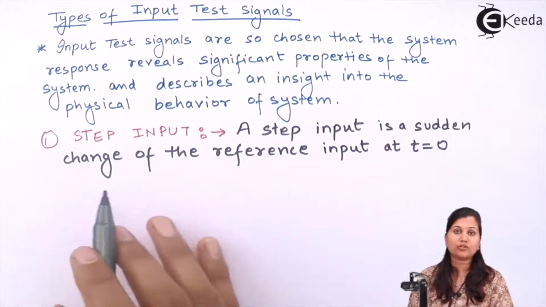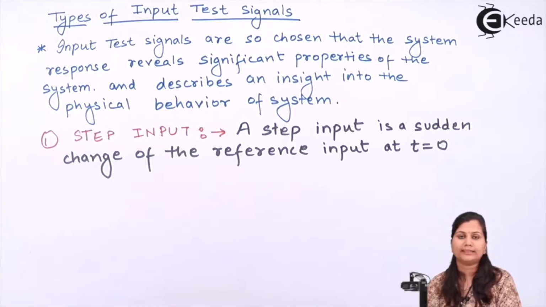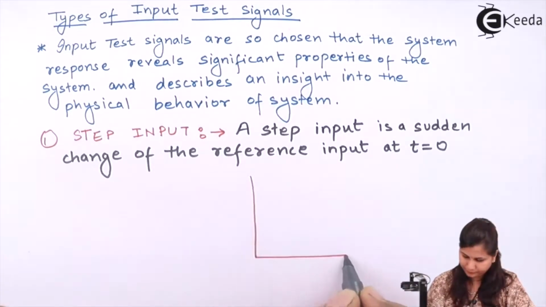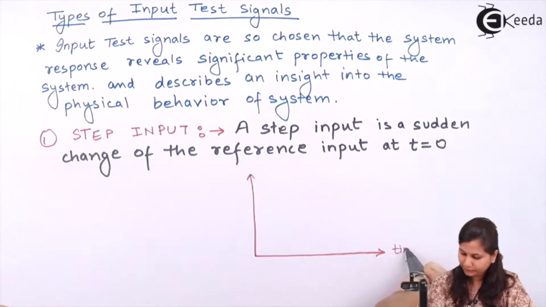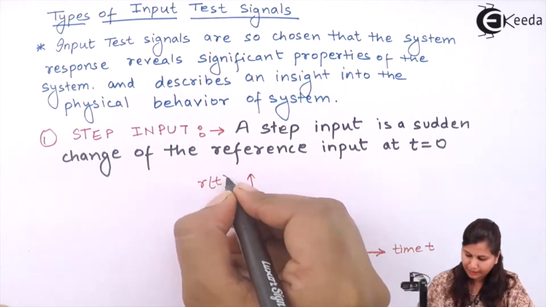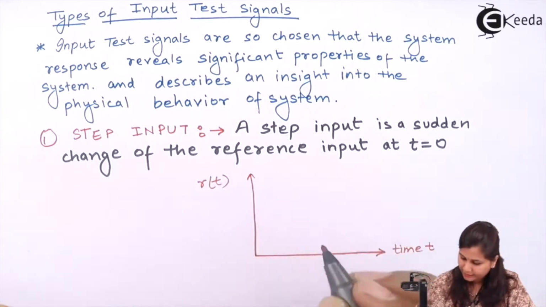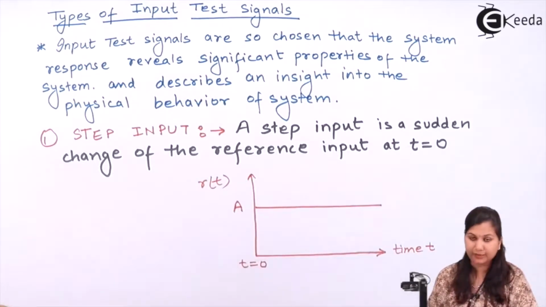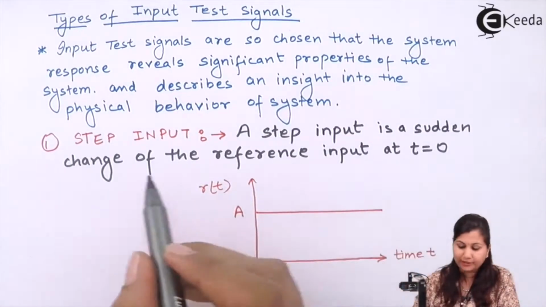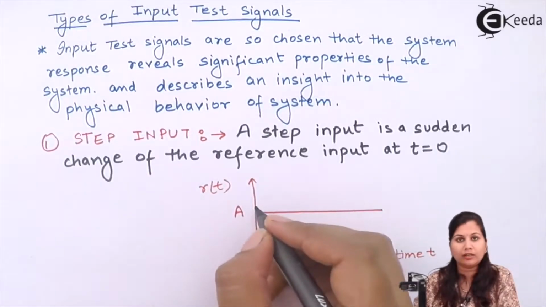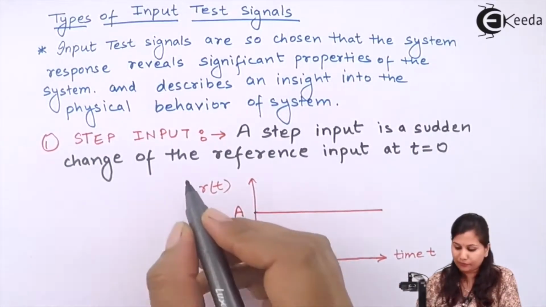A step input is a sudden change of the reference input at t equals 0. That is, when the time is 0, the input suddenly changes to a value. If we draw the graph for the step input, on the x-axis we draw the time t, and on the y-axis we draw the amplitude, represented by r(t), the input signal. This step input has amplitude A. At t equals 0 it suddenly changes from 0 to a value, here A. So A is the amplitude of this step input.